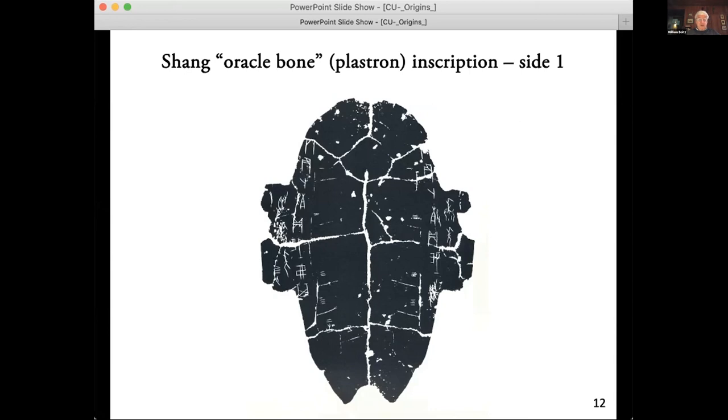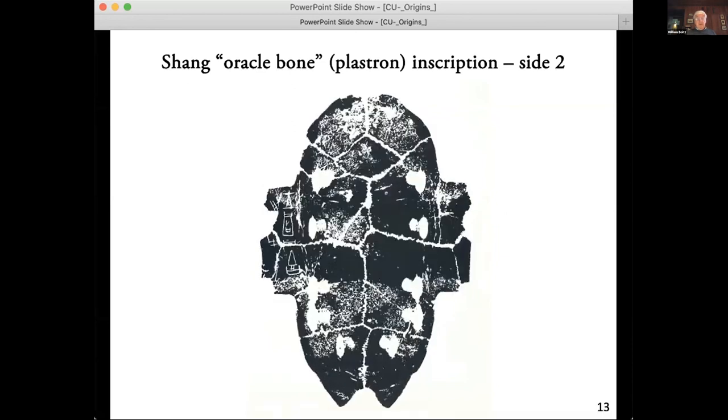So here's a nice example. This is a turtle plastron. This is the side in which most of the text is written. You can see text written on the sides like this. There's a very interesting symmetry to it. There are all kinds of interesting things to say about it. If I wanted to talk about the power and authority aspect of the conference instead of simply the origins of writing aspect, this would be the starting point for that discussion in China. But that's a different question that I will leave aside for the moment.